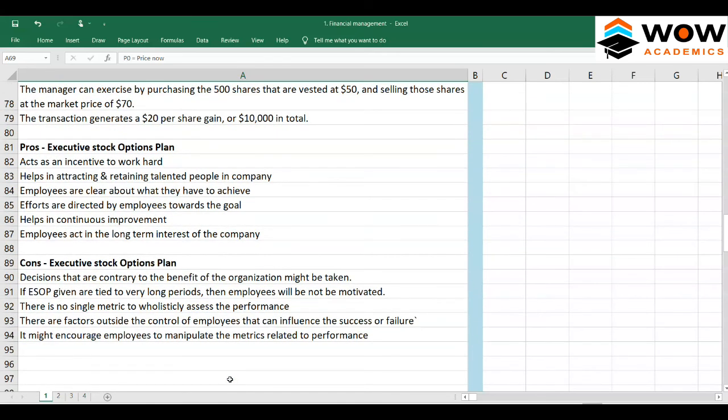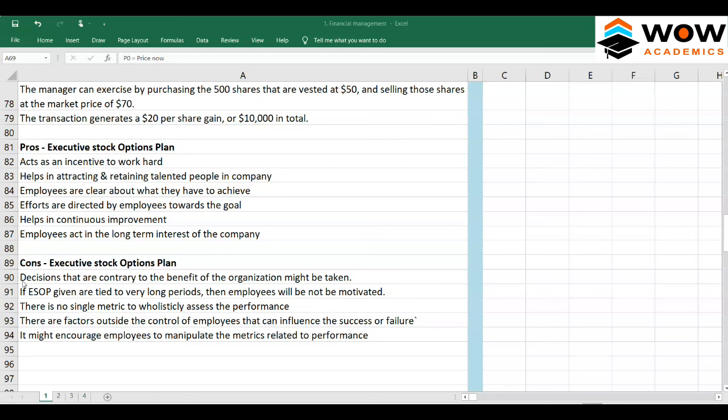But what about the cons of this method? Sometimes people who are given an ESOP will try to increase the share price through some kind of manipulation. For example, giving very positive, optimistic news about the company, even though the company is not going to perform anything of that sort, just to increase the share price.